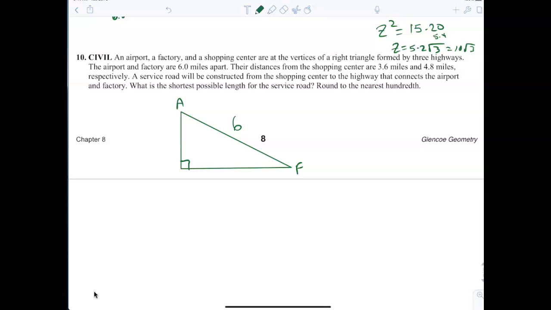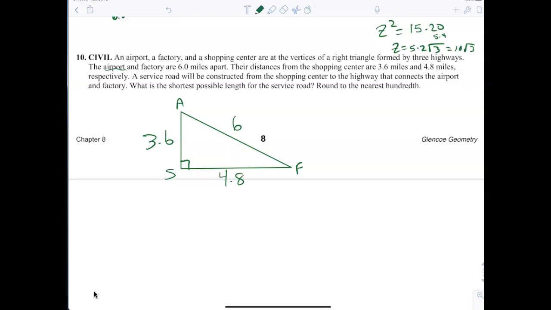And the airport is the distance from the shopping center. Oh, so we're talking about from the airport, right? So the airport to the shopping center is 3.6. The airport and the factory, and so I'm assuming this would have to be 4.8 then. Do I agree with that? Does that make sense? Anybody?